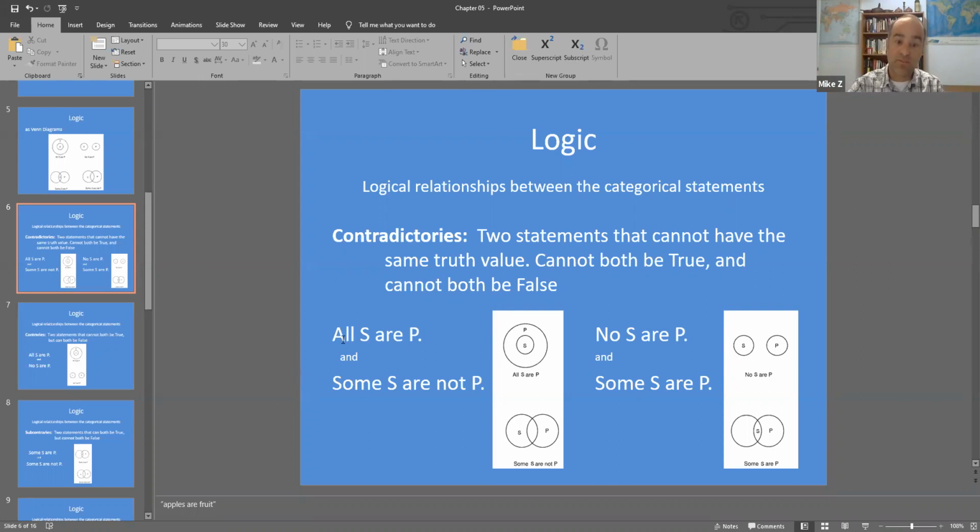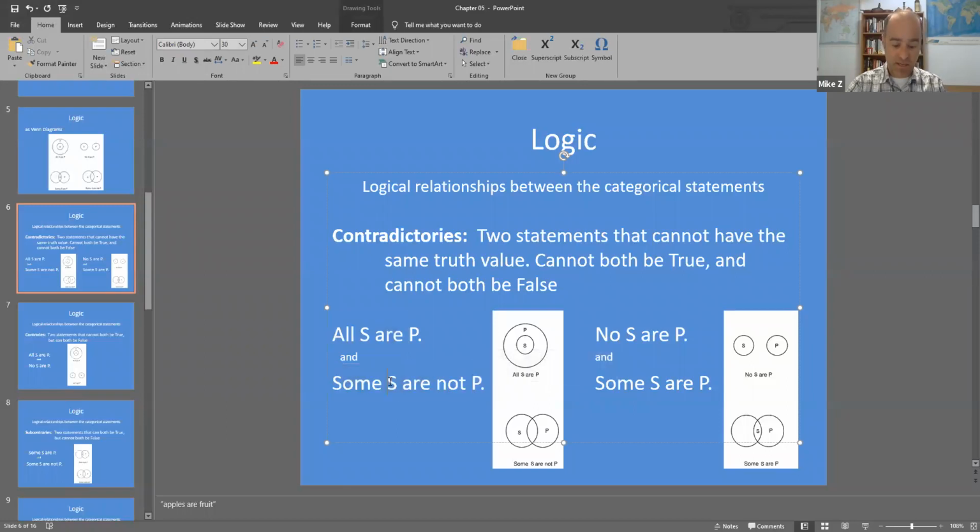If it's false, they can't both be false. So if it's false that all S's are P, then it must be true that some S's are not P. So if it's false that all mammals are cats, then it must be false that some mammals are not... some mammals are not cats. See, I screwed up. Okay, regrouping. If it's false that all mammals are cats, then it must be true that at least some mammals are not cats. So if this top one is false, then this next one must be true.